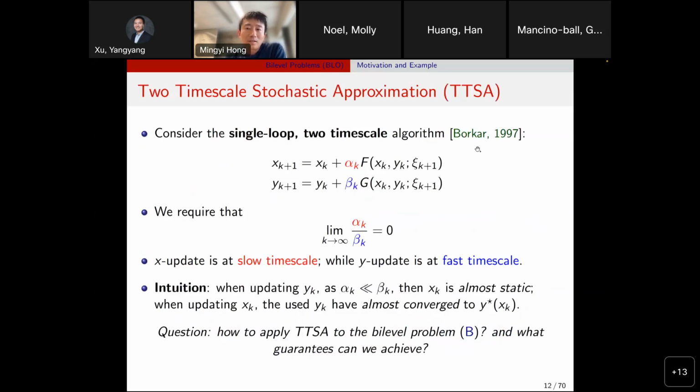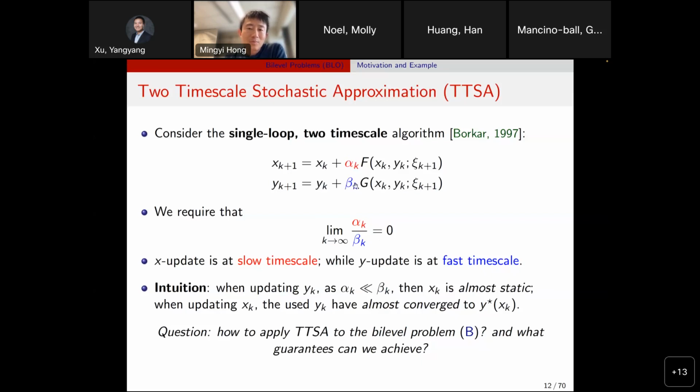So in classical work in stochastic control, there's something called a two-time scale algorithm. What this says is the following. Instead of doing this double loop algorithm, I choose two step sizes, alpha k and beta k. I require that when k goes to infinity, the ratio between alpha k and beta k goes to 0. So this means that beta k is at least an order faster than alpha k, so beta k is larger than alpha k.